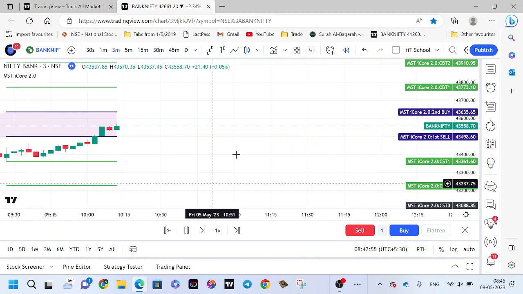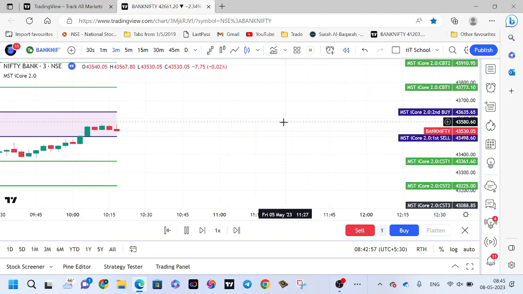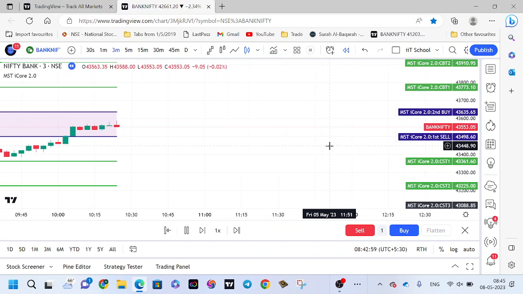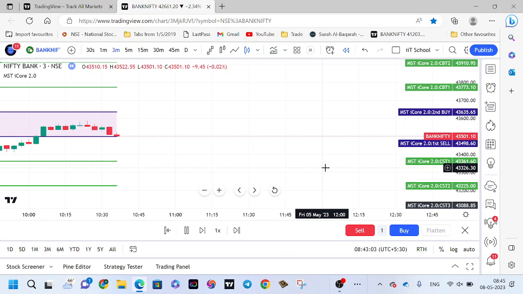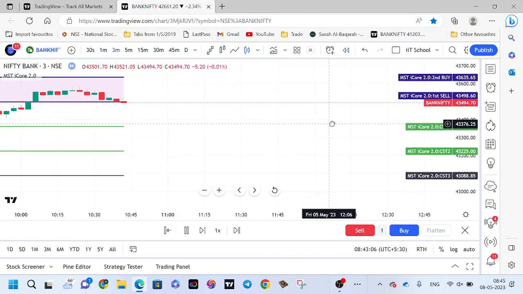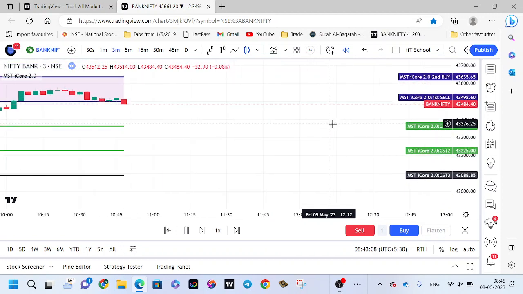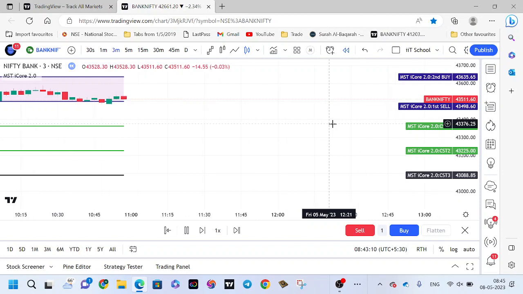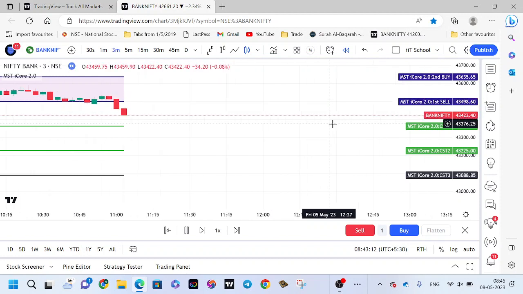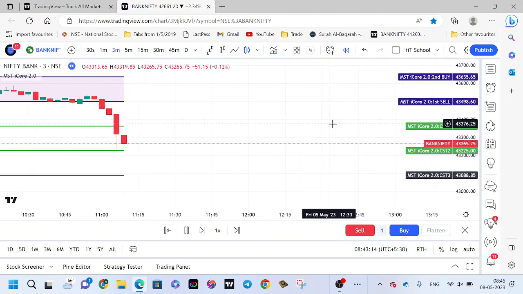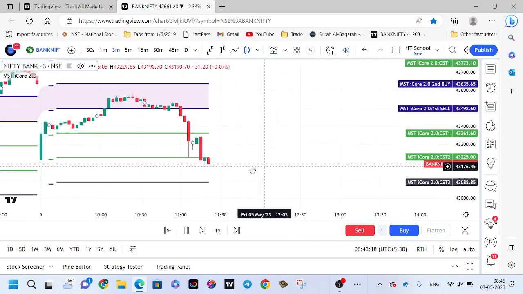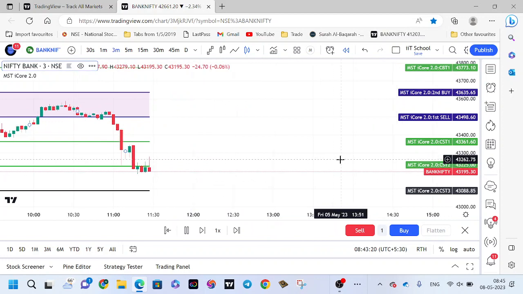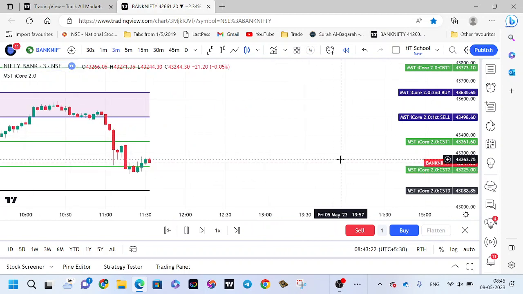So now the market is consolidating. Our SL is safe. It is coming down, but we don't know whether it will go back or come to our target side. Yeah, two targets have been achieved without hitting our stop loss. Two targets hit without hitting our stop loss.